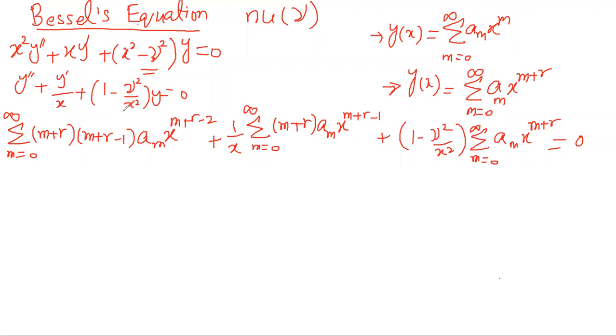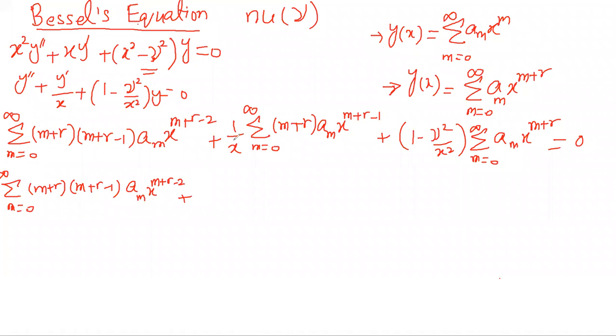So for the simplification, we can now multiply this 1 over x by this, and then we can multiply this 1 minus nu square over x square by this. And then in this case, we will have the new form. So sigma m is equal to 0 to infinity. So this term will remain the same, okay? It will be (m plus r)(m plus r minus 1) a_m x power m plus r minus 2, okay?